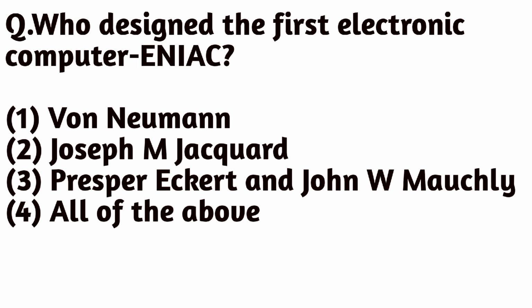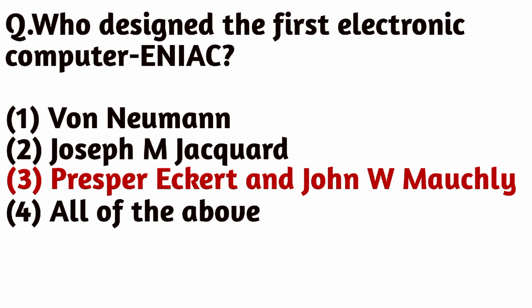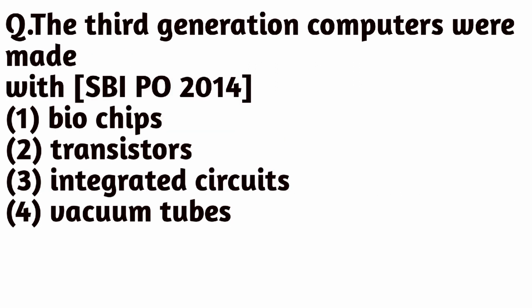Who designed the first electronic computer ENIAC? Option 1 von Neumann, 2 Joseph M. Jacquard, 3 Prosper Eckert and John W. Mauchly, option 4 all of the above. The correct answer is option 3.